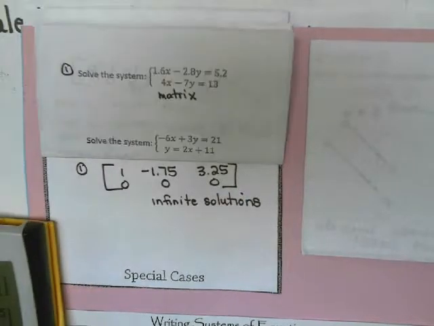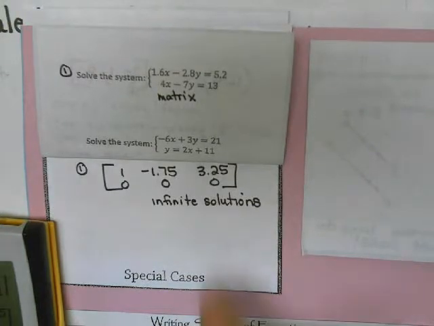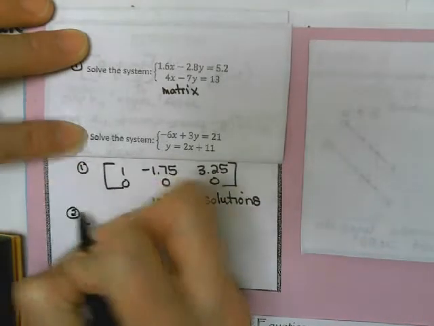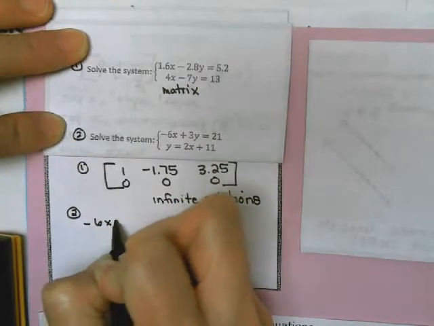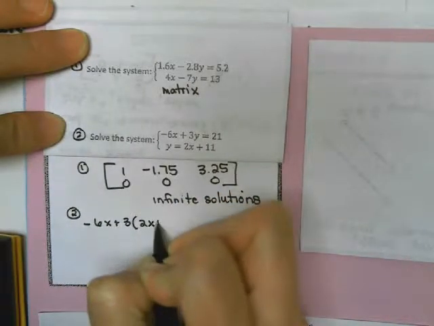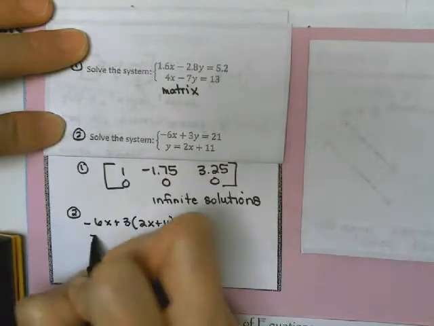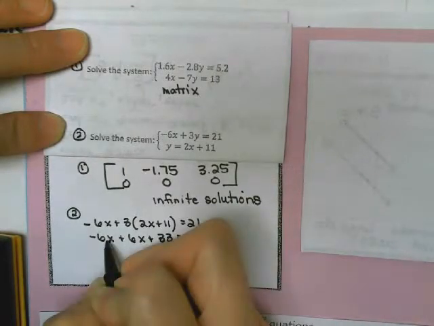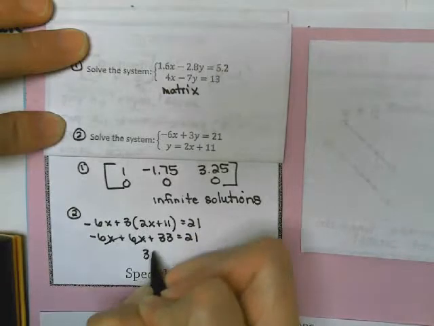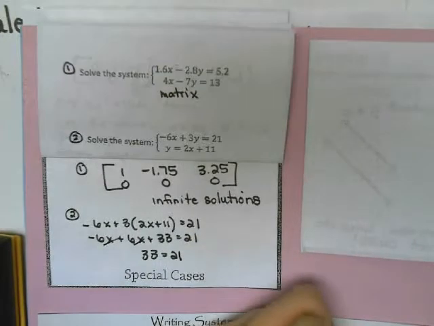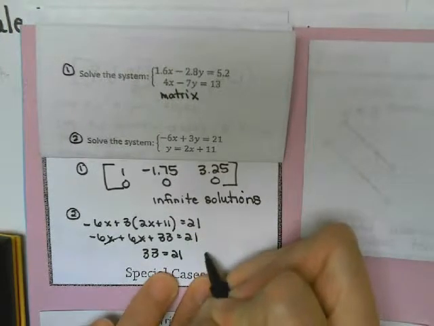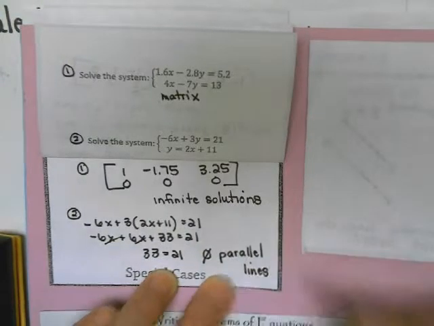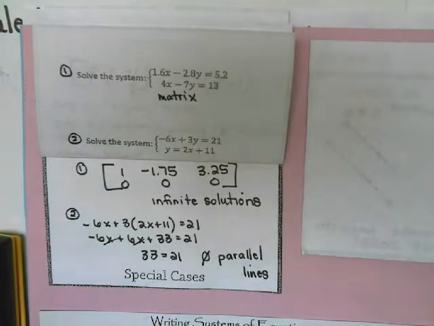Now, if I do the other one, and I actually, I can use substitution. So, negative 6x plus 3, 2x plus 11 equals 21. Negative 6x plus 6x goes away, and I'm left with 33 equals 21. Remember, if I end up with an untrue statement, this means there's no solution. They're parallel lines. Okay? And that is it for solving systems of equations.